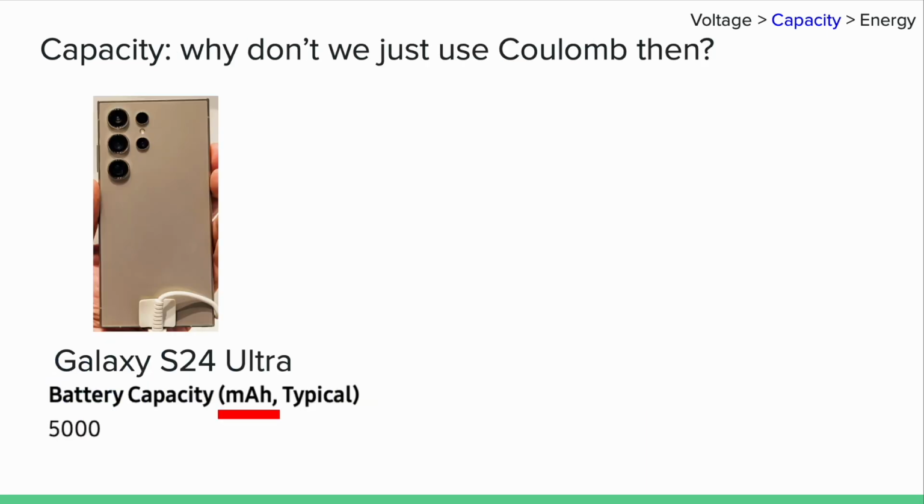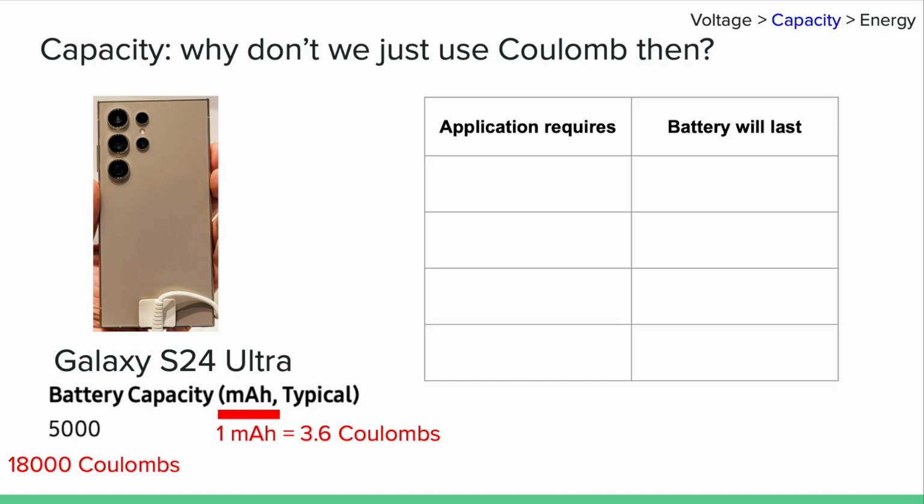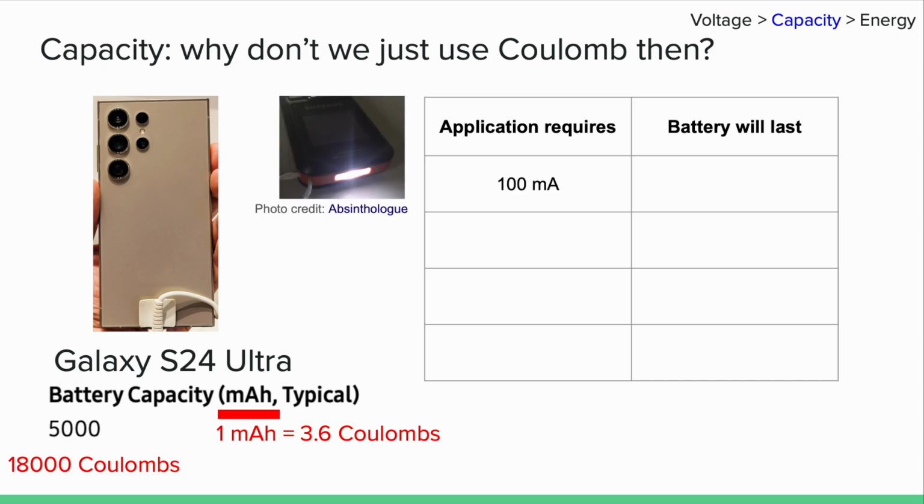So why don't we just use coulombs then? Since the Galaxy S24 battery has 5,000 milliamp hours, and 1 milliamp hour is 3.6 coulombs based on my calculations from before, we can say that the Galaxy S24 has 18,000 coulombs of capacity. But here's why we use amp hours in the battery world. Say your phone is doing an activity that requires 100 milliamps, like turning the flashlight on. If the battery was only doing that, it would last 50 hours. How do I know that?